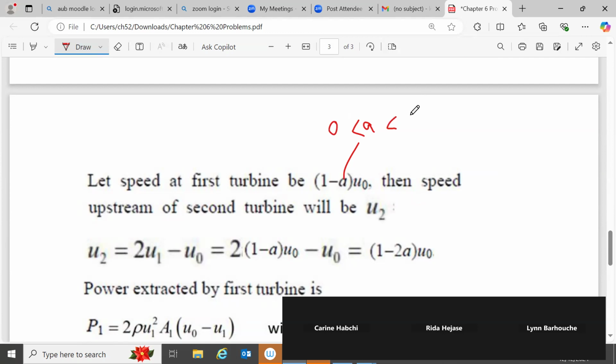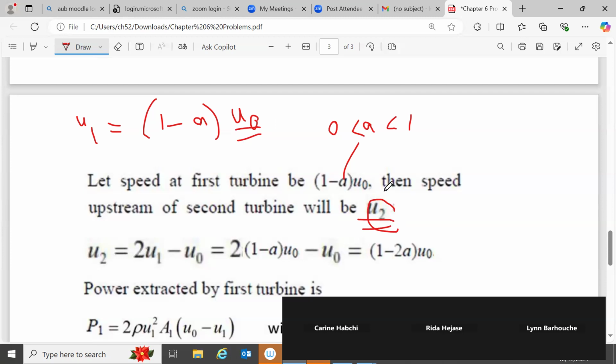And I will say that U1 can be written as (1 minus A) times U0, okay? While for the second turbine, what is the upstream velocity? As we said, U2. So for turbine 1, we consider the upstream velocity U0. For turbine number 2, we consider the upstream velocity is U2.